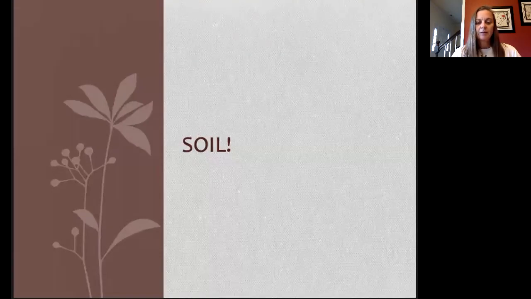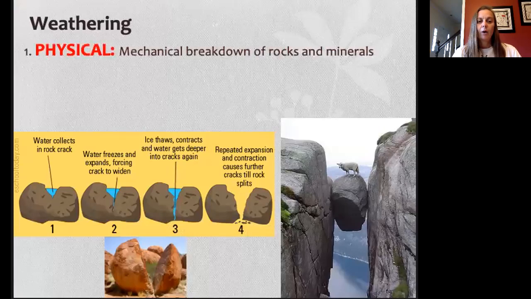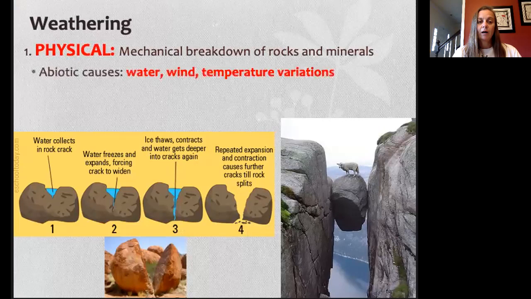So first we're going to talk about the process of formation of soil. And so it's important to understand that soil is formed through a couple of different weathering processes. So the first weathering process that we're going to talk about is physical weathering. And in physical weathering, this is the mechanical breakdown of rocks and minerals. It's mostly caused by water and wind. So when water gets into the cracks in a rock and it freezes, it expands, that widens the crack. It thaws, more water comes in, and the process repeats until eventually the rock splits.